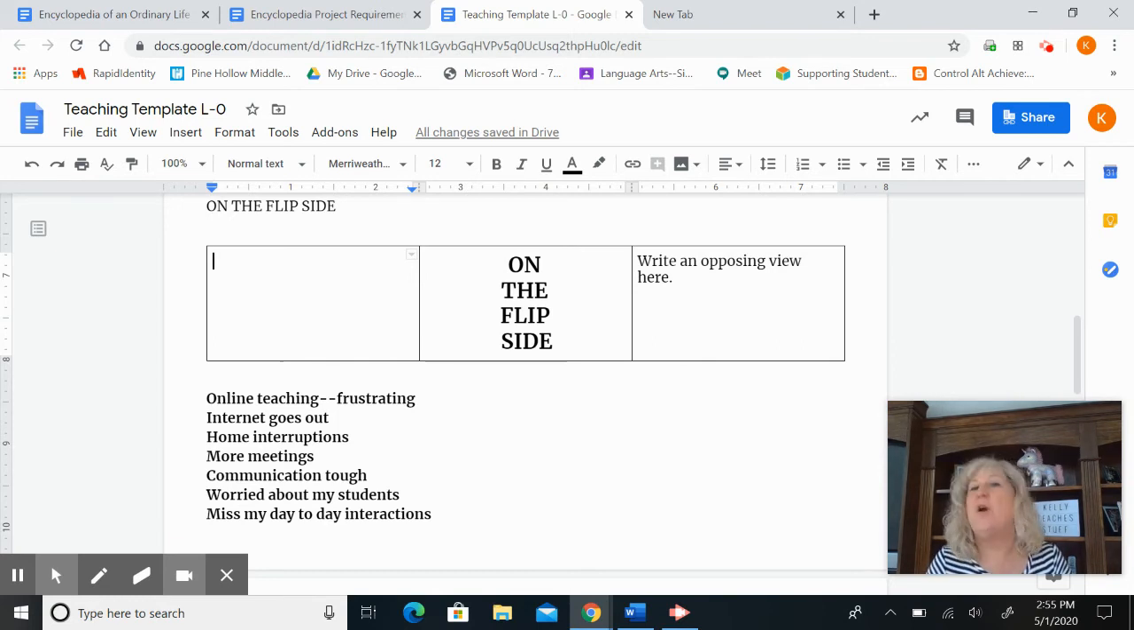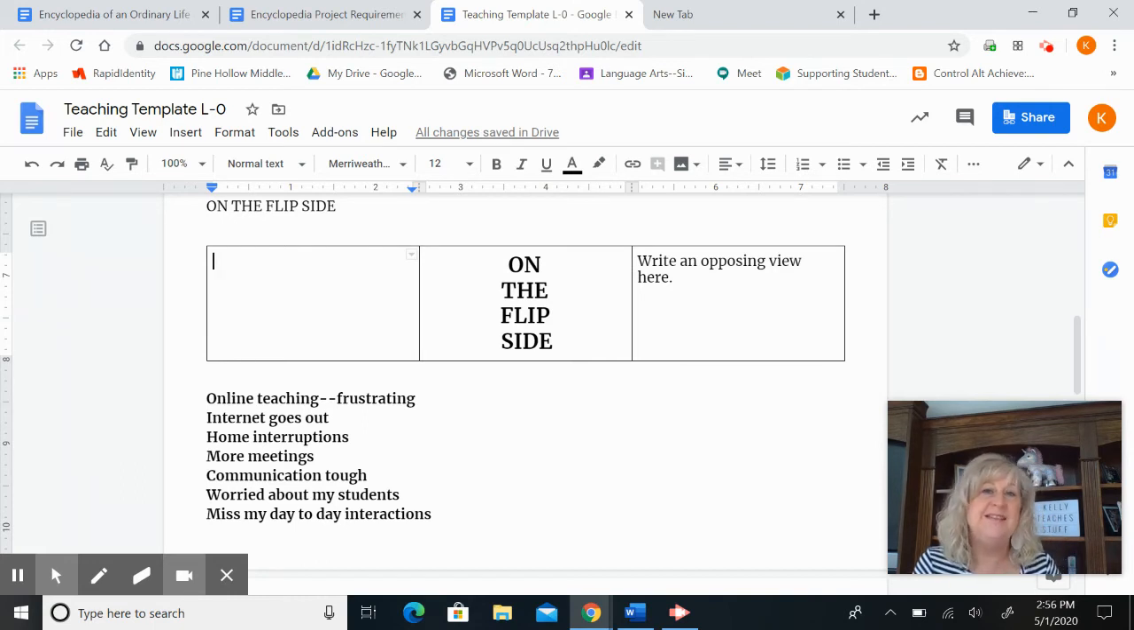And are you getting enough to eat? Is your internet working? Are you having difficulty just in general? And then just missing the day-to-day interactions, not only with my colleagues and my teammates, but just with you guys and everybody else in the school situation. Okay, so what I did is I just made a few notes about some of the things that are frustrating about online teaching and some of the things I worried about.